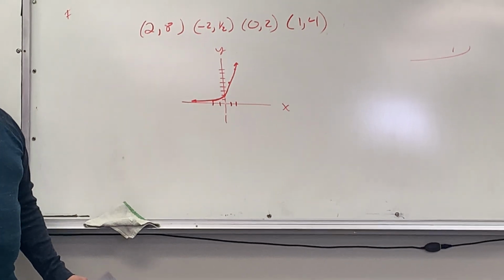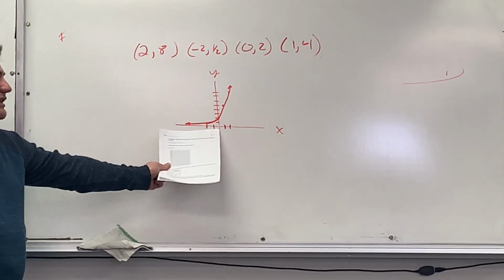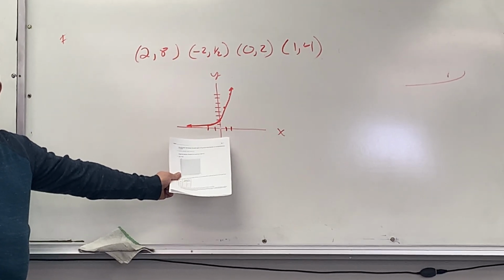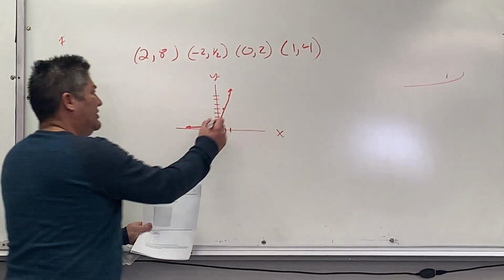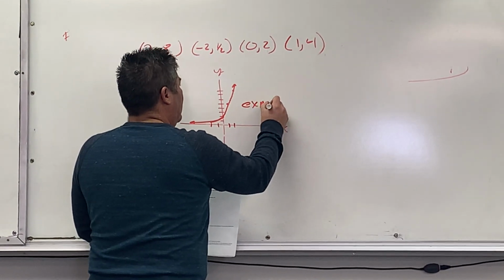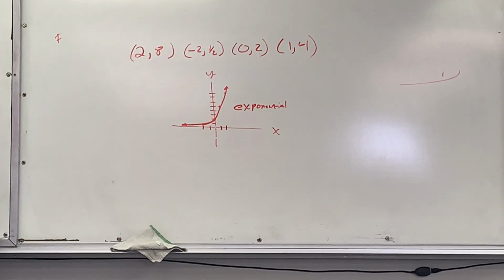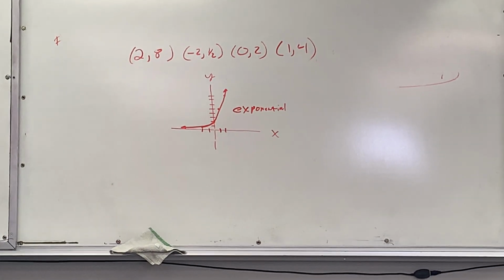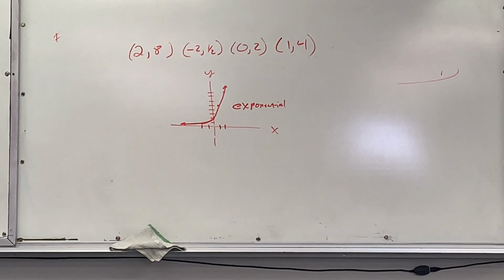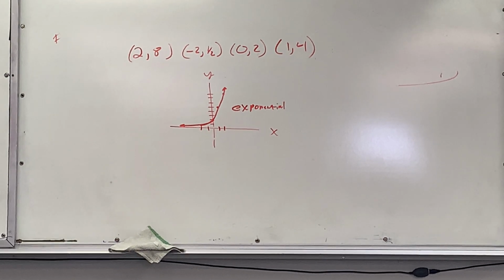This is a what then? If it curves like that, what do we call it? Exponential. This is an exponential curve. Okay? Sometimes it's kind of hard to tell unless you take into account all the points. Don't just think, oh, I can graph a couple points and see what it looks like. Because then it might look like a line.